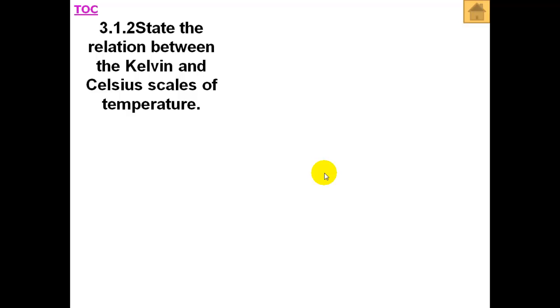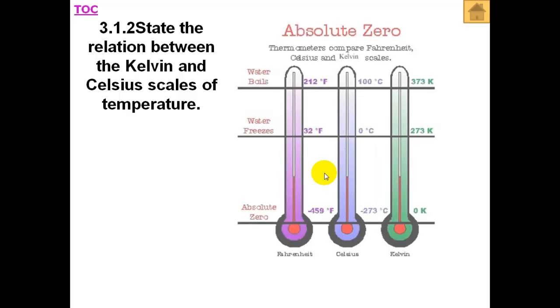State the relationship between the Kelvin and Celsius scales of temperature. Here we have 3 scales of temperature. We're most interested in the green one and the blue one. Note that between here and here is a difference of 100. Between here and here is a difference of 100. It's just that they have different starting points.